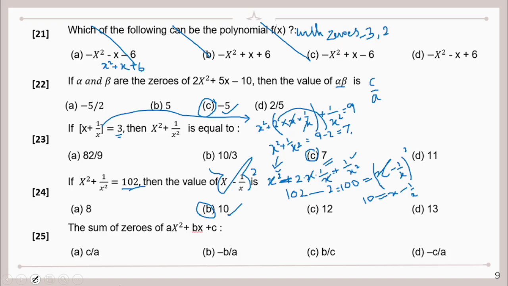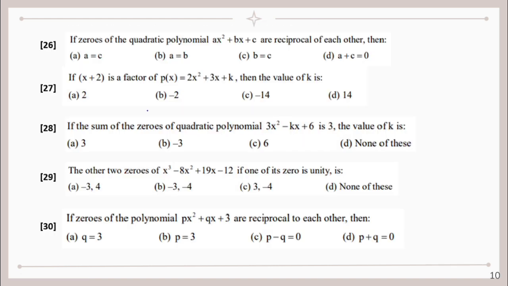The sum of zeros of ax square plus bx plus c. Sum of zeros is always minus the middle term by x square coefficient, so minus b by a. Very simple question. The zeros of the quadratic polynomial ax square plus bx plus c are reciprocal of each other. Then c by a is equal to 1, right? The product will become 1. Alpha into 1 by alpha equal to 1. So, c by a equal to 1.